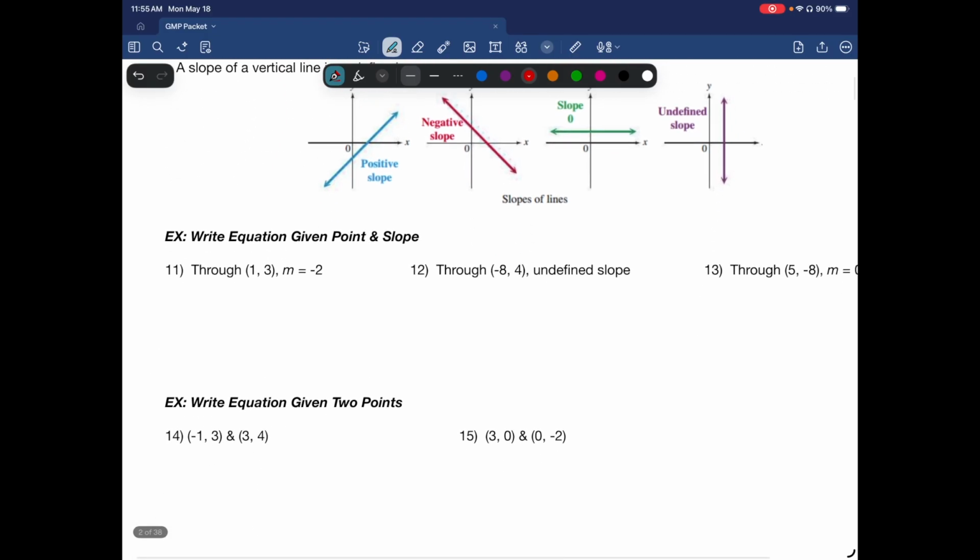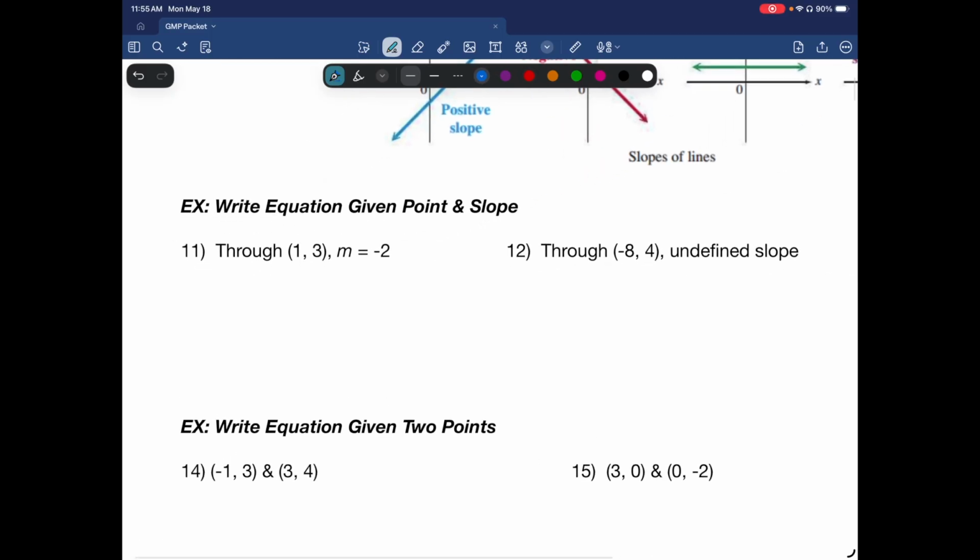Okay, so we are going to find the equations of these lines to wrap this up. Okay, so using point slope formula, we have, let's see, y minus 3 equals negative 2 times x minus 1. So y minus 3 equals negative 2x plus 2, y equals negative 2x. You're going to add the 3, it's plus 5. So this is my equation.